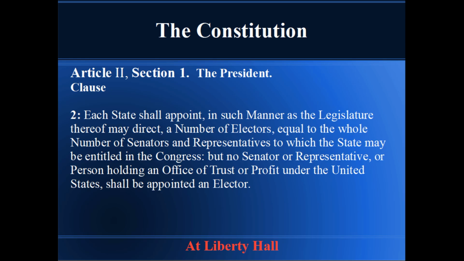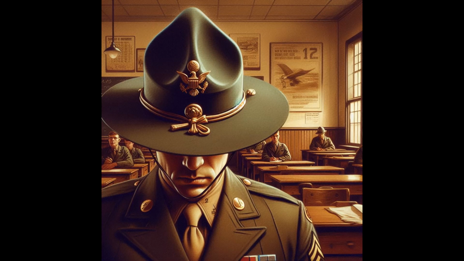Article 2, Section 1. The President. Clause 2. Each state shall appoint, in such manner as the legislature thereof may direct, a number of electors, equal to the whole number of senators and representatives to which the state may be entitled in the Congress. But no senator or representative, or person holding an office of trust or profit under the United States, shall be appointed an elector. 2. Each state selects electors equal to its number of senators and representatives, but no current senator, representative, or government official can be an elector.